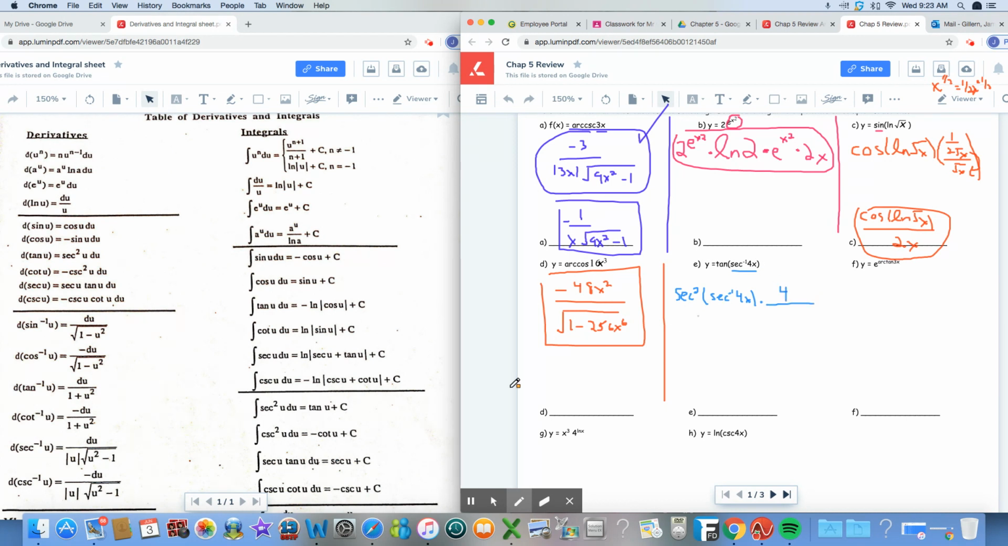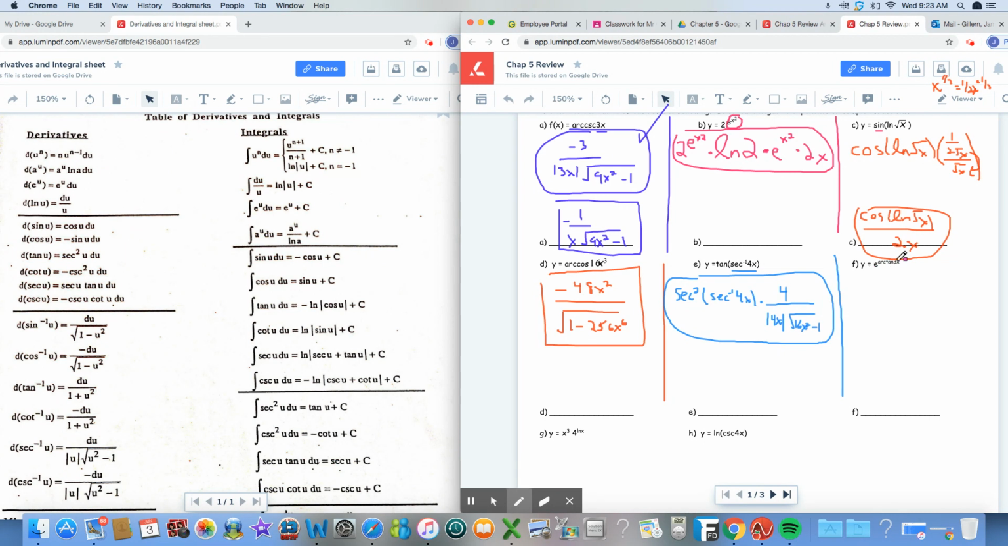The derivative of 4x is 4 over the absolute value of 4x, square root of u squared, which is 16x squared minus 1. All right, and you can just leave it like that. All of this would be up top. This is on the bottom. All right.